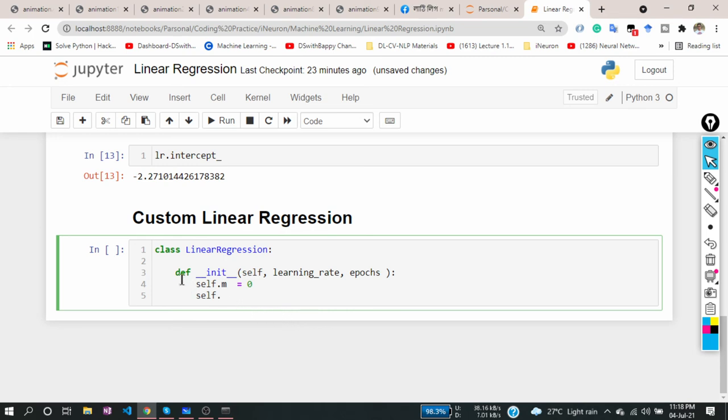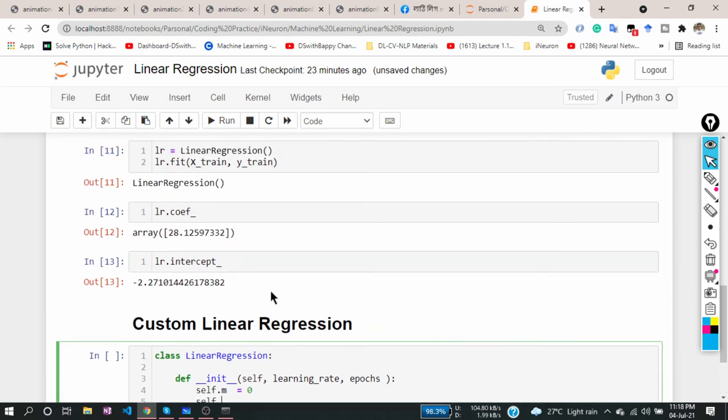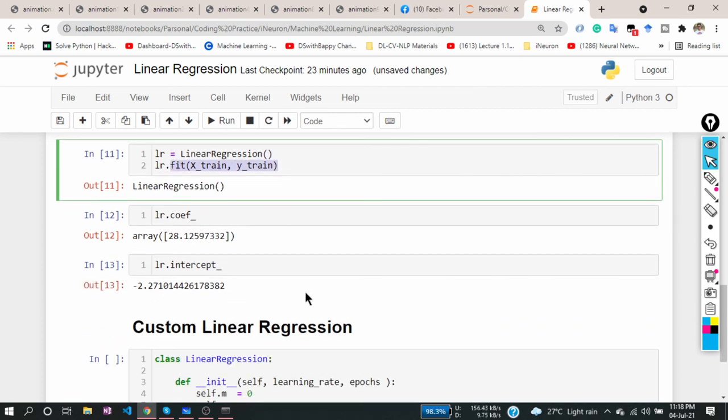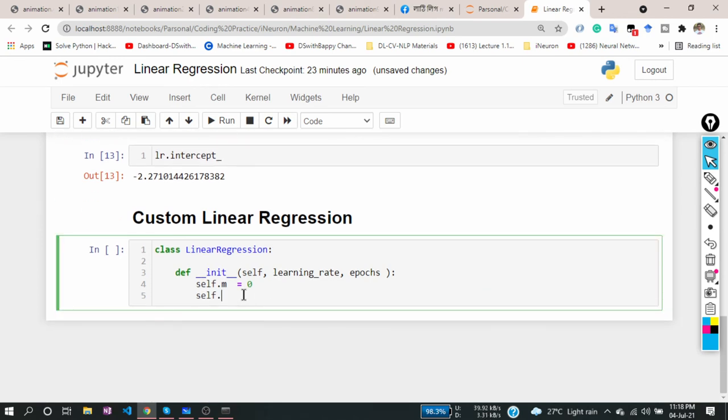I'm just keeping some variables in my constructor, because further I will use them with some functions, because in the class there would be lots of functions you will write. We are trying to write modular code. You can see here I have taken the linear regression, then I just fit. We'll also write the fit function, and we'll also write the predict function, like linear regression, whatever they have written.